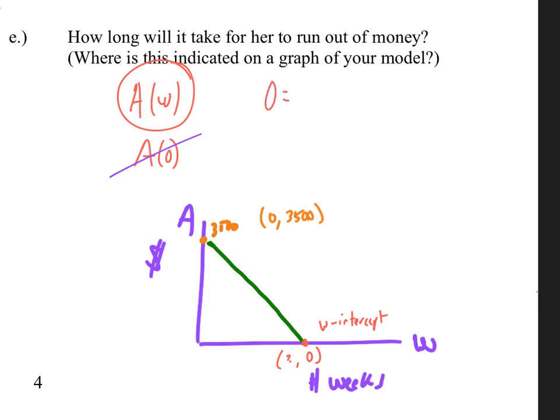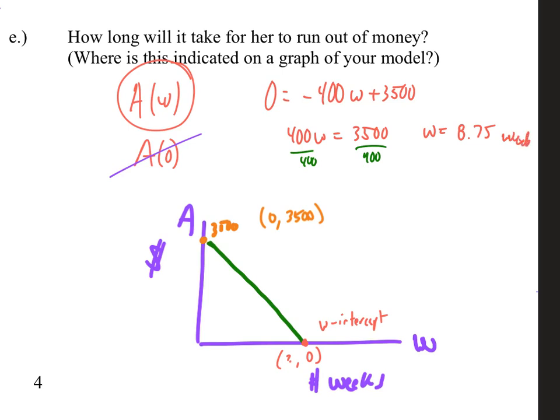So we know 0 equals negative 400w plus 3,500. We're going to solve for w. So I'm going to add that to the other side, so it'll be 400w equals 3,500, and then dividing by 400. That would come out to be, what's that, 8? Yeah, I think it's 8.75. So it's 8.75 weeks, right?